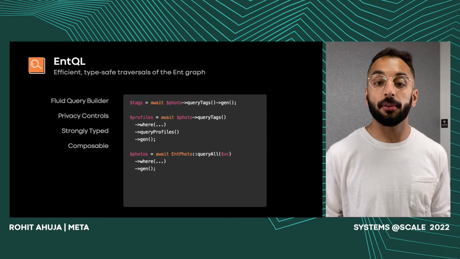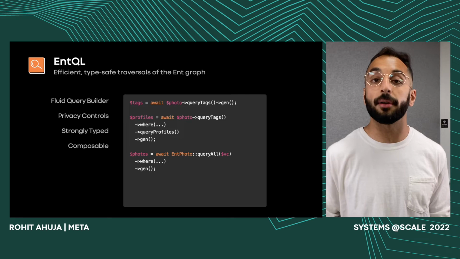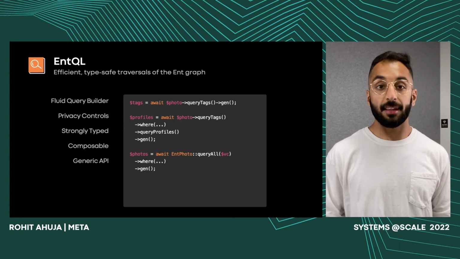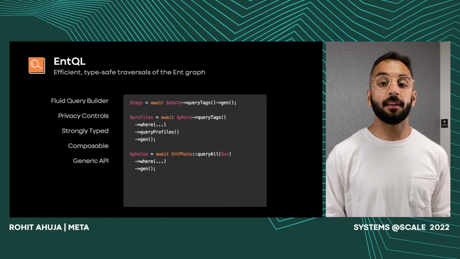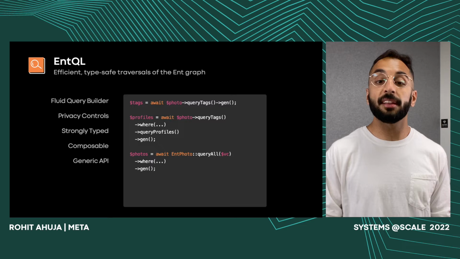NQL is composable. Since queries are immutable, they can be passed around and reused in other queries. And finally, NQL is a generic API. The logic for optimizing and executing these queries on the storage backends is hidden, which allows us to transparently leverage indexing systems to optimize queries.